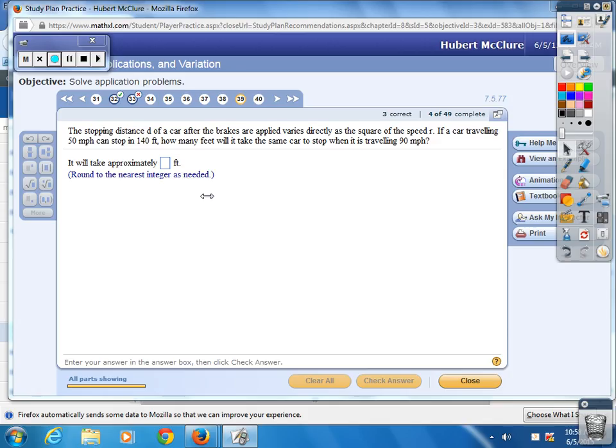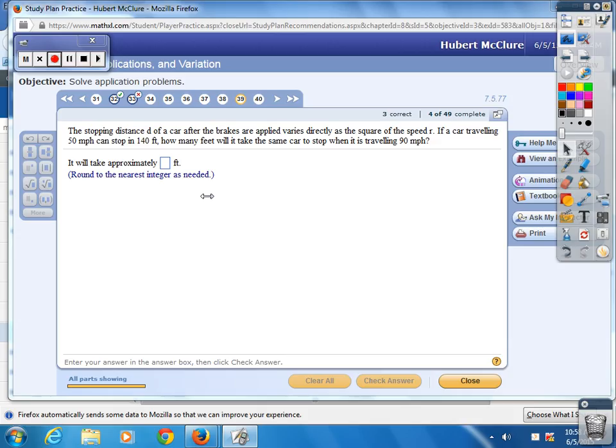So, the stopping distance, D. Stopping distance is D, of the car after the brakes are applied, varies directly. Okay, so varies directly is y is equal to k times x. All right? As the square of the speed r.